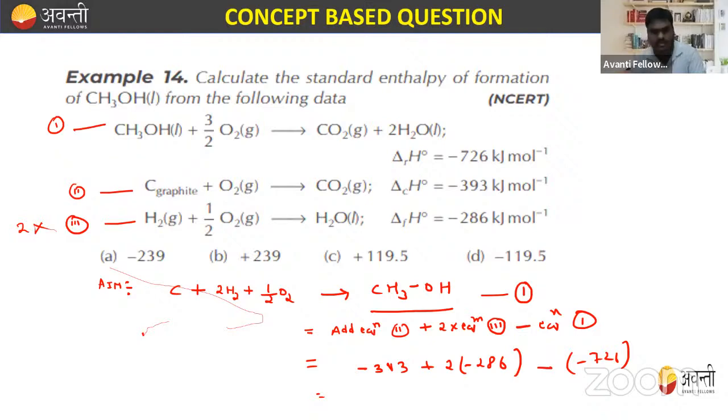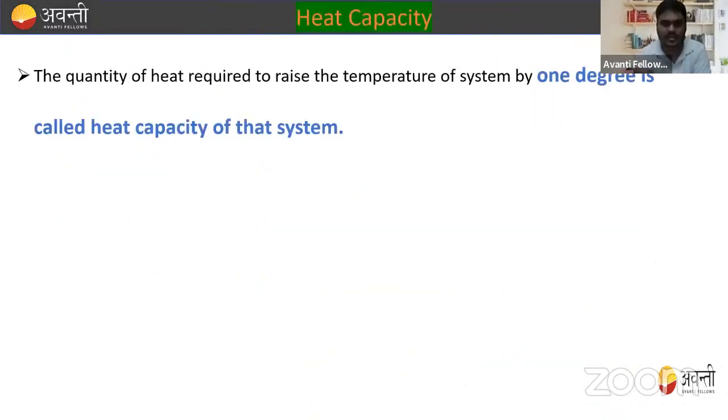Anyone? No? So the correct answer is minus 230. Right. So 239 kilojoule per mole is the correct answer. So any thermochemical equation, if they come, you have to solve the thermochemical equation like this one.